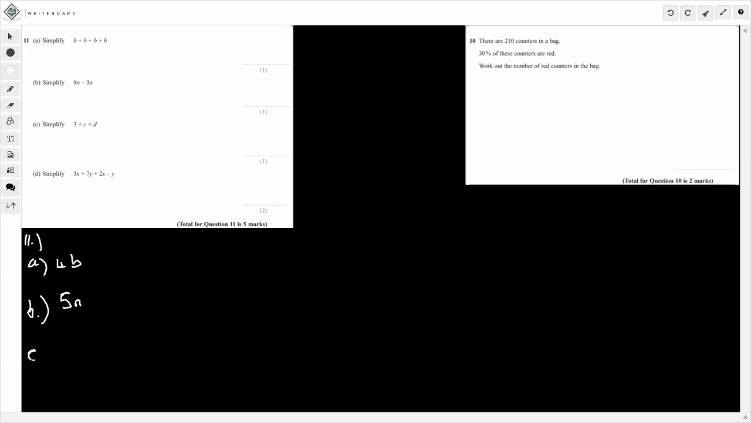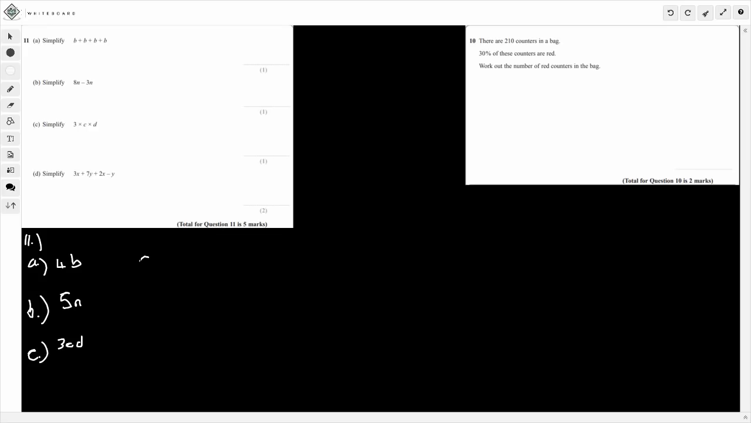Part C. 3 times c times d. What does that simplify to? Well, remember, when we're ever simplifying something like this, where it's got letters and numbers multiplying, all you do is just write it as this. So this would be, for example, 3 times c times d. We just write it with the letters. So that's 3 times the letter c, times the letter d, and that's all you can simplify it as.